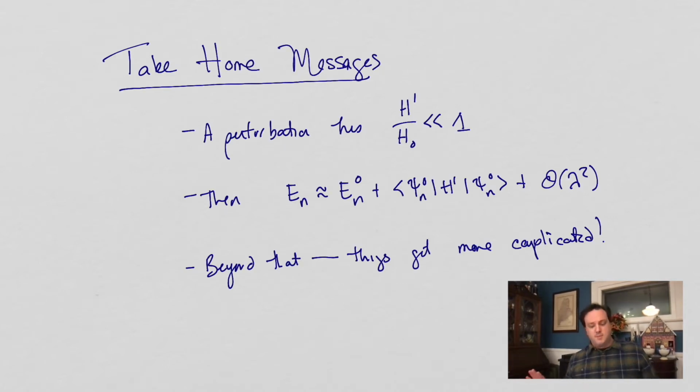Okay, take home messages. A perturbation is dimensionless. I have a first order correction to the energies, which I can calculate using this argument that we just had. Beyond that, things get a little bit more complicated, although never as complicated as doing the full problem.